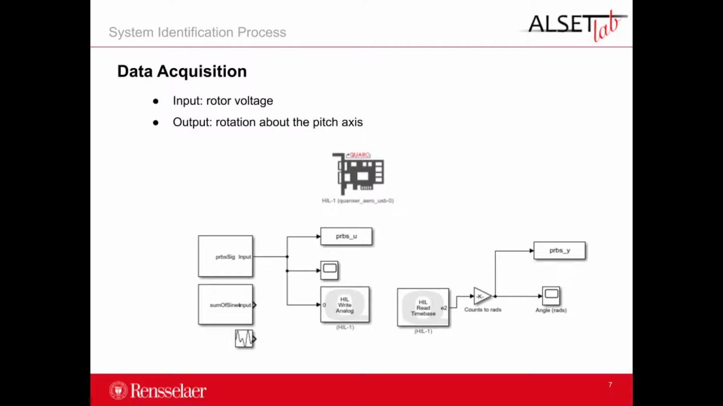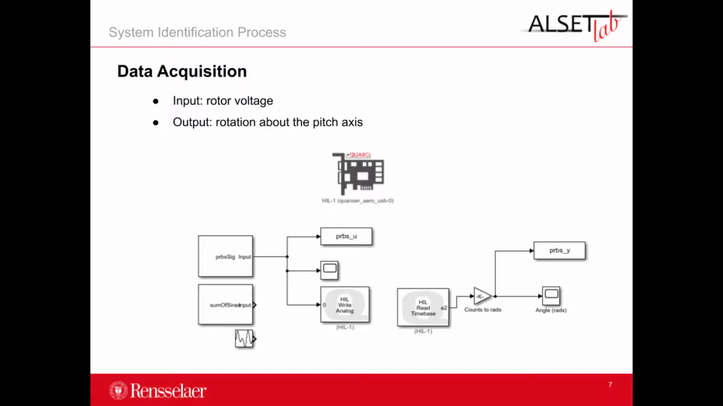The Simulink tool pictured here was developed to acquire a data record for 3 variants of input signals. In this work, the input signal measured was the voltage applied to both rotors of the system, and the output signal measured was the rotation of the system body about the pitch axis in radians. At the left of the model are the 3 input signals that were used in this work. From top to bottom, there are a pseudo-random binary sequence, a sum of signs signal, and a Gaussian noise signal.